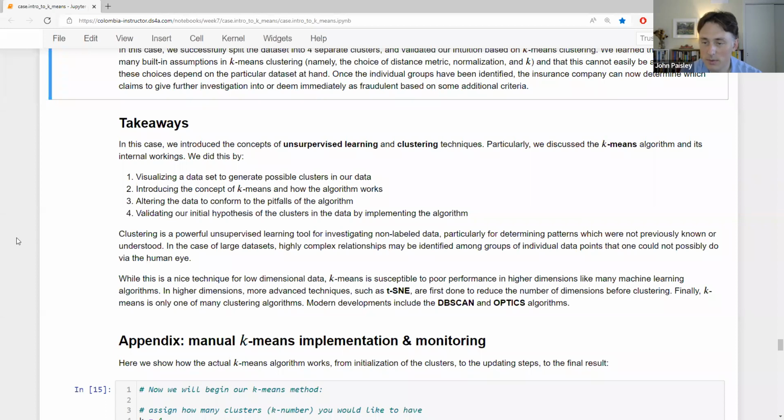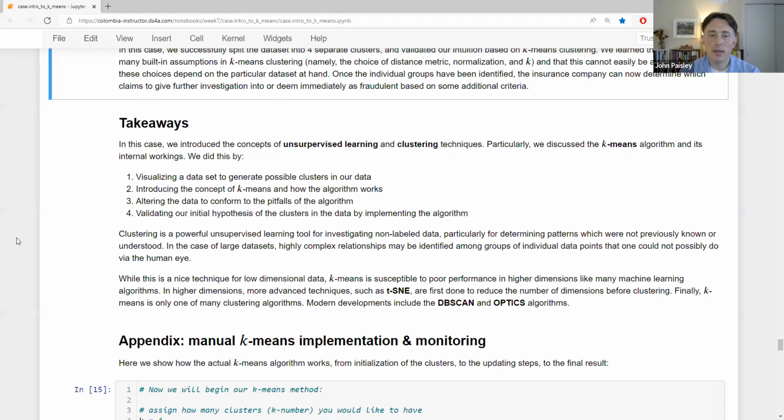Scaling the data is very important. Sorry, I'm not doing it in order, but scaling of the data is very important so that each of your features has roughly the same scaling. That way, one feature won't dominate the others. But Euclidean distance is the one we discussed. There are others that you can use.